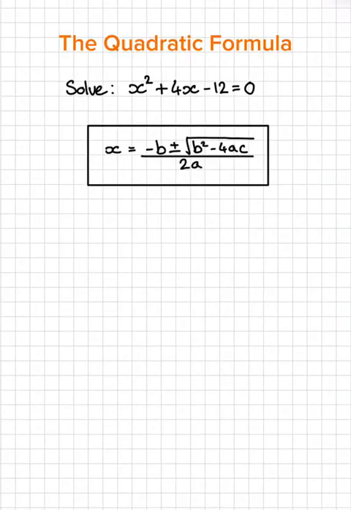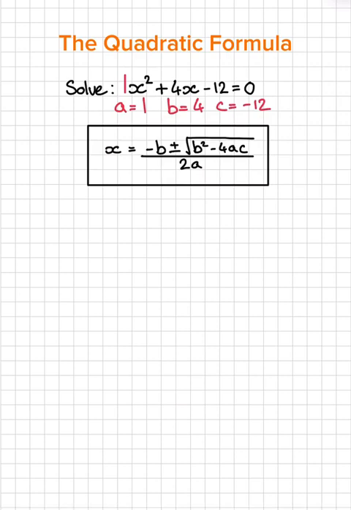Right, next up we'll use the quadratic formula. I'd never normally use the quadratic formula to solve an equation like this because it can be solved by factorising, but just for the purpose of this video, let's give it a go. So we need to work out what a, b and c are. A is always the coefficient of x squared, so in this case it's 1x squared, so a is equal to 1. B is the coefficient of x, and in this case we've got a 4x, so b is equal to 4. And c is the third term, so minus 12 in this case.